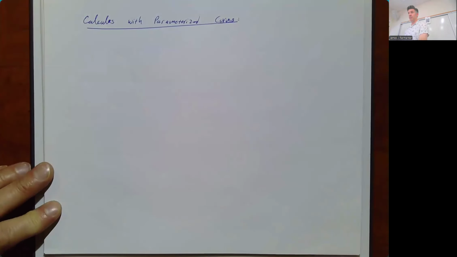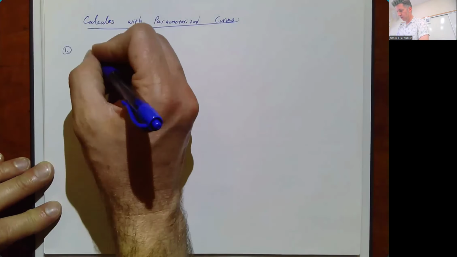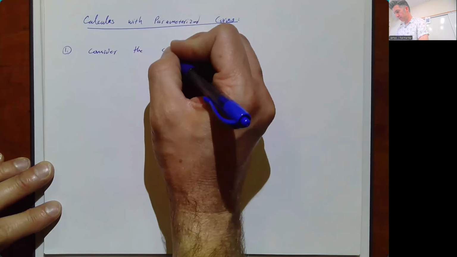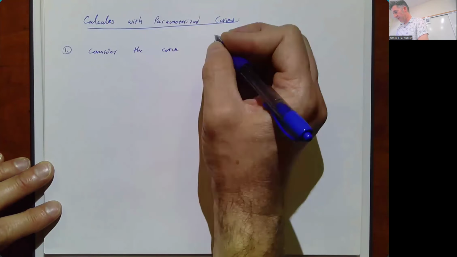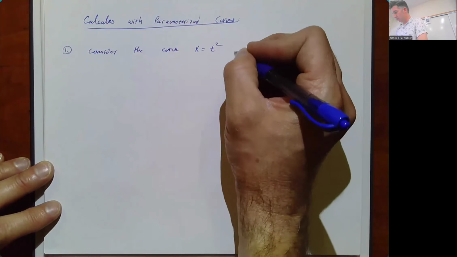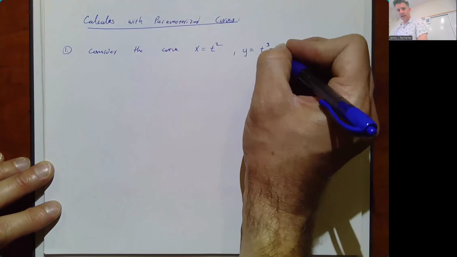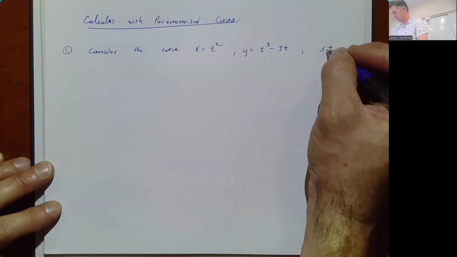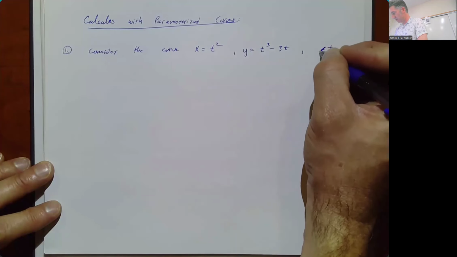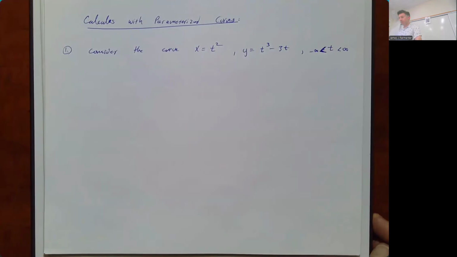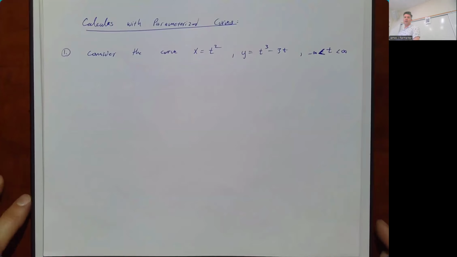So let's look at this example. We're going to consider a curve defined parametrically by x equal to t squared, y equal to t cubed minus 3t, where t is any real number. T is between negative infinity and infinity. You could solve for t here, but it doesn't really make it easier to graph it.